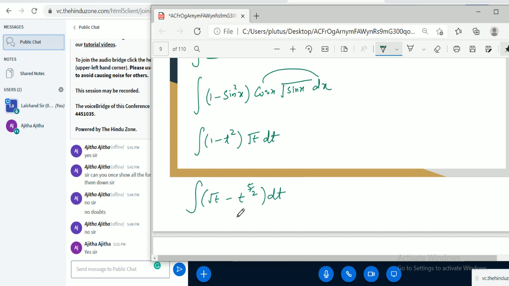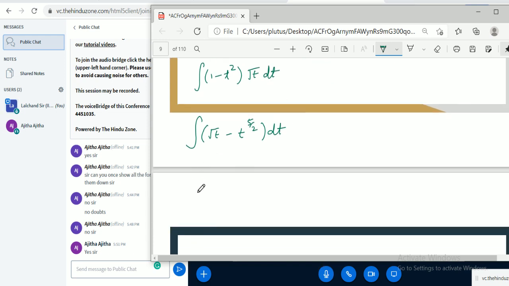If we integrate this now, this will be t to the power 3 by 2 divided by 3 by 2. So 2 will be in the numerator. Now this will be t to the power 7 by 2 divided by 7 by 2.